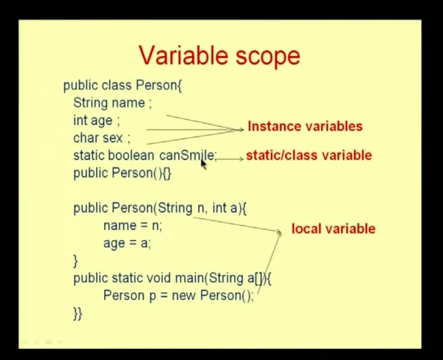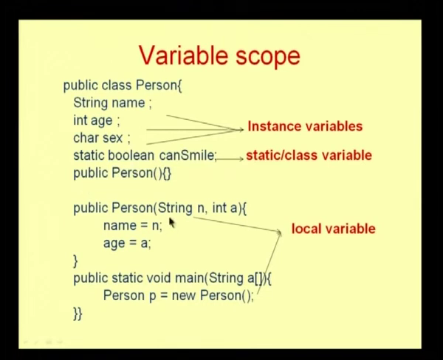So, how do I access it? Access with the name of the class. So, class name dot the variable name I can use in order to access a static variable. Whereas, I can use this instance variable in any of my methods. I can use this in any of my methods.